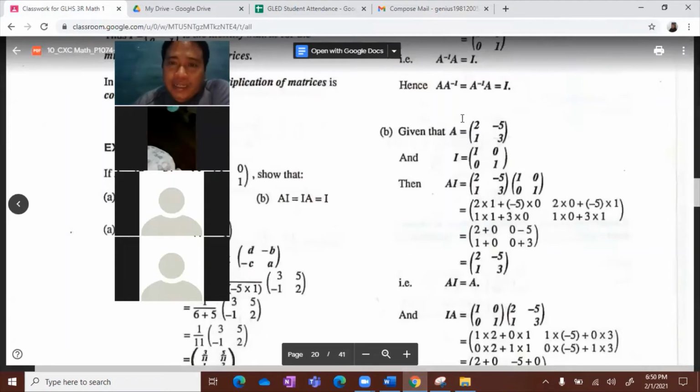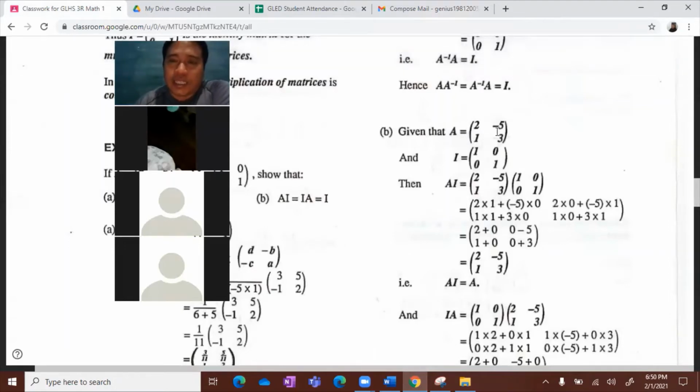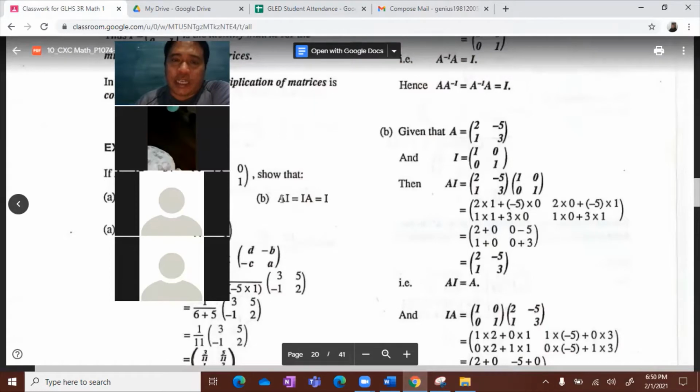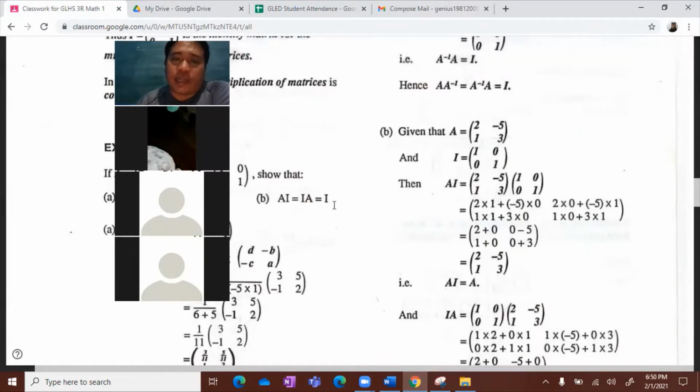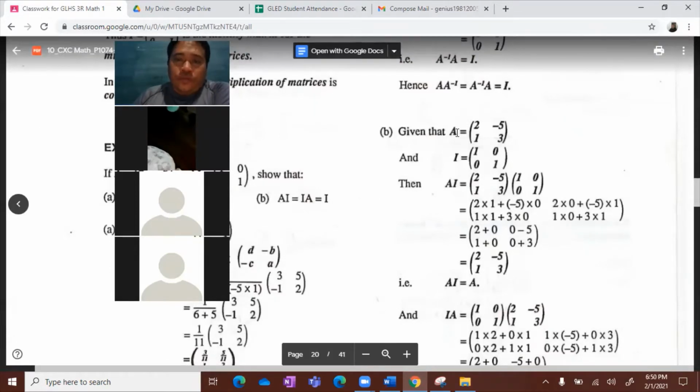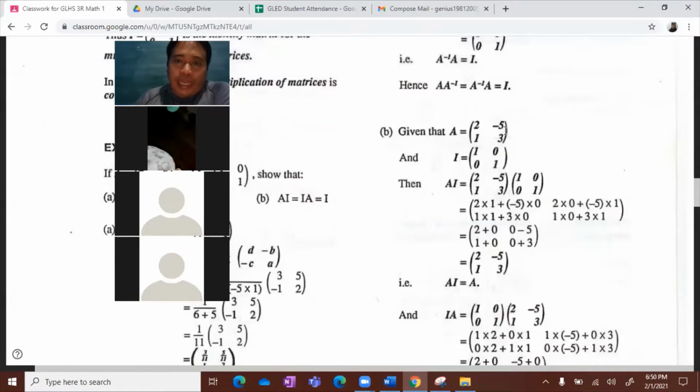So that's the second step, right, sir? Yeah. This is the B of it, yes. This is this section. AI equal I, A equal I. I'm multiplying A by I. So AI is 2, negative 5, 1, 3 times 1, 0, 0, 1.